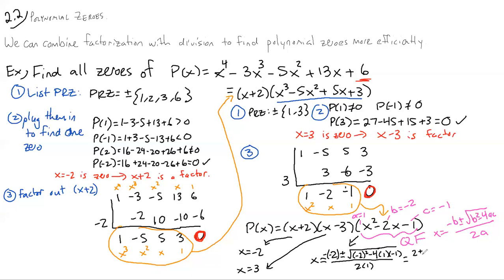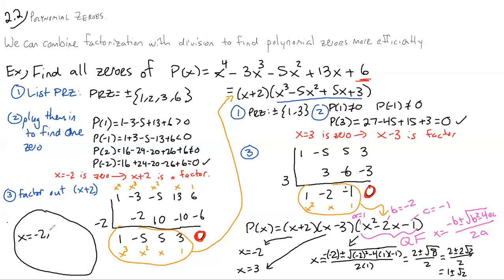So that's 2 plus or minus root 8 over 2. And then 8, we can actually pull out the 4, the root 4, which is just 2. And then there's some cancellation here. So it finally ends up being 1 plus or minus root 2. So if I lump all of these together, I'm just going to write my answer over here on the left, because I'm almost out of space here. All of the actual zeros are going to be negative 2, 3, and 1 plus or minus root 2.